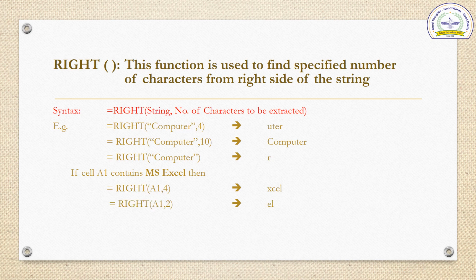For the same string, when we want to extract 2 characters from the right side, we mention 2 as the second argument, and the output is going to be EL. For the third case, A1 is not acting as a cell reference, it is itself acting as a string, and in this case, while extracting 2 characters, the output will be A1.